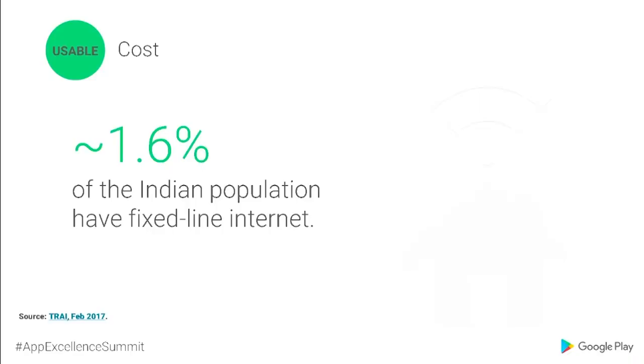You might now be thinking about Wi-Fi at home. Do you know how many people really have broadband internet at home? Yeah, it's really, really less. It's 1.6% of the entire population that is subscribed to fixed-line broadband internet. Therefore, these people, if they're actually accessing the internet at home, they are using mobile data. In short, internet is expensive, and internet is rarely available.